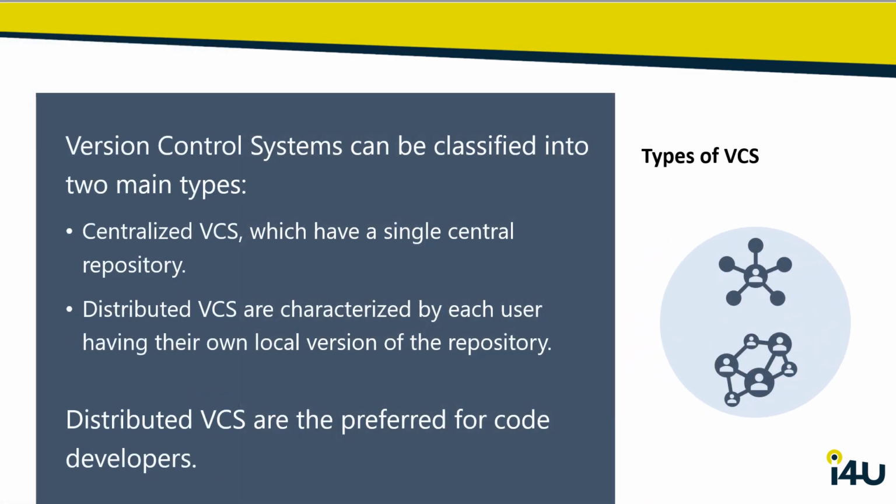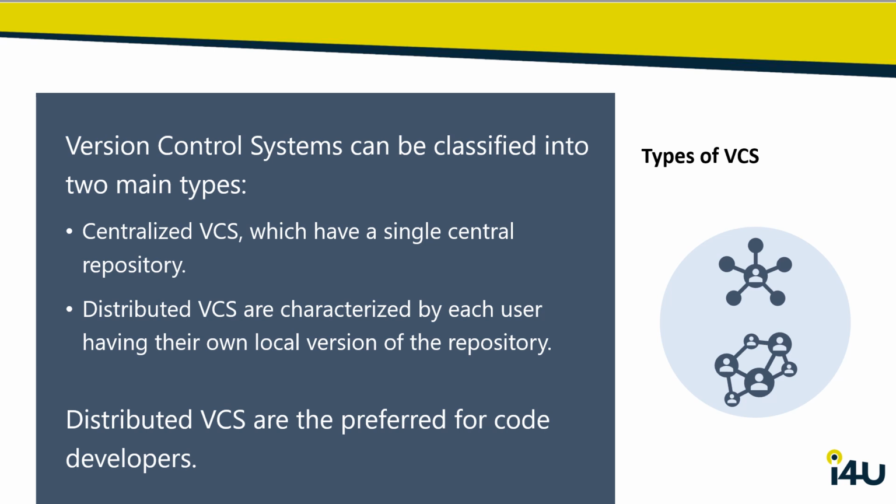Version control systems can be classified into two main types. Centralized VCS have a single central repository. These systems have the advantage of allowing centralized control. Their configuration is simple. The disadvantages are having a single point of failure and not being scalable when the number of developers increases.